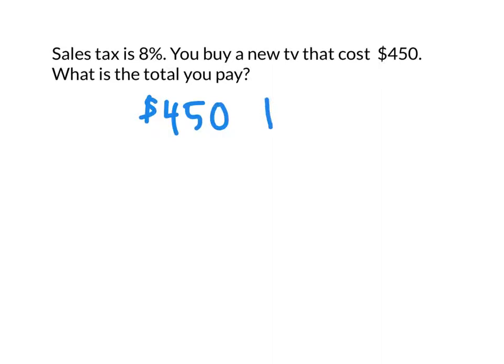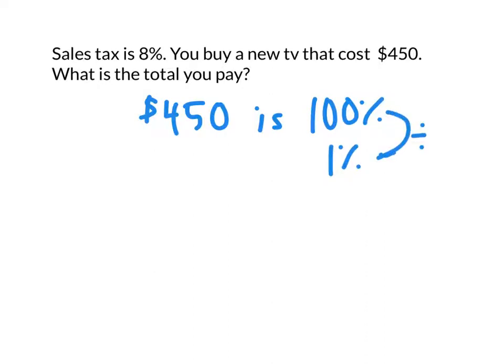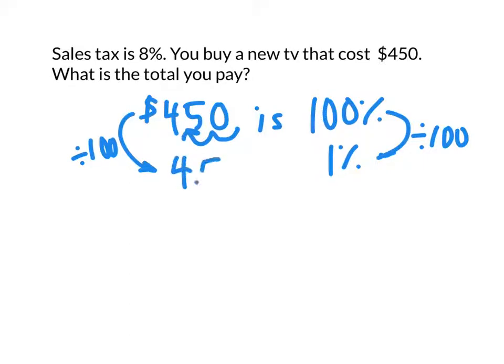So that $450 is 100%. And right now my goal is to find 8%. I'm going to get to 1% first by dividing by 100. Now when we divide by 100, it moves two place values. So that means 450 is going to become $4.50.